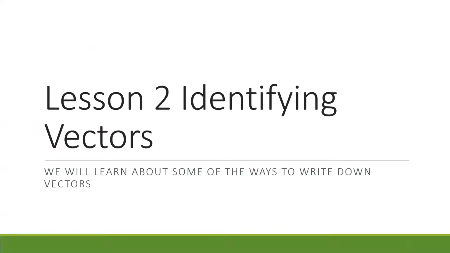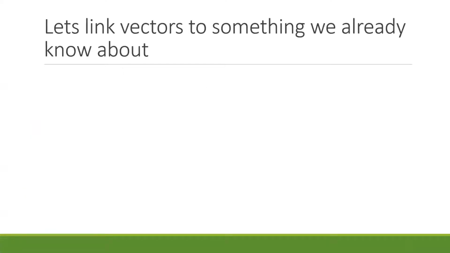So, identifying vectors. Before we move on, let's link vectors to what kind of maths we're going to be linked to. And this is actually going to be useful. When we talk about vectors, we're actually going to talk about 3 types of maths that you guys are familiar with already. The first type is going to be linear graphs.